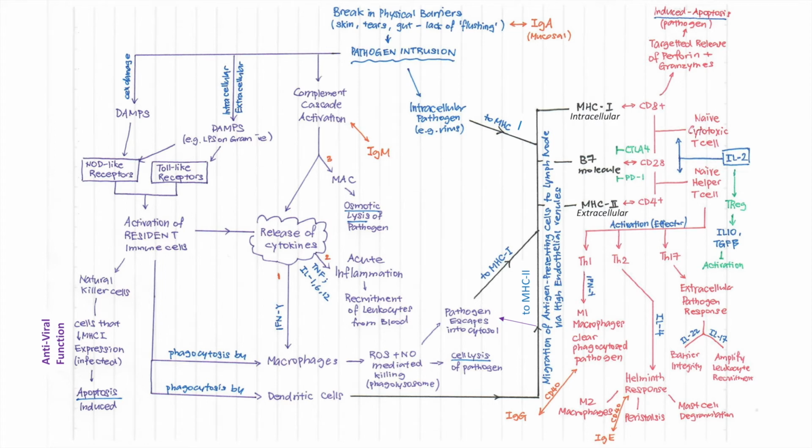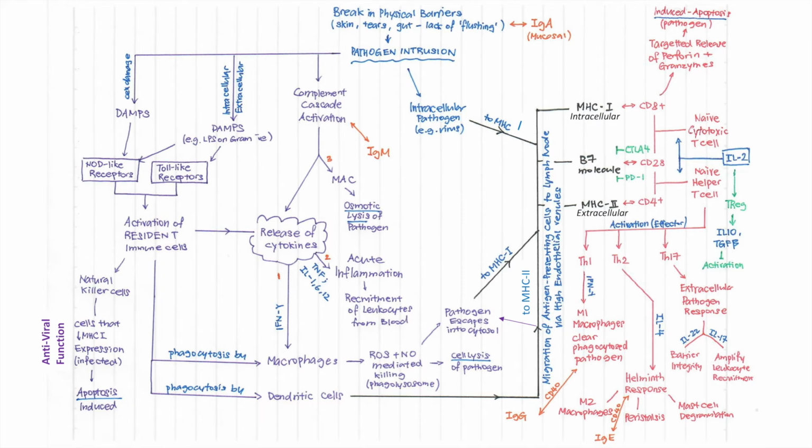So, upon activation, these resident immune cells will release cytokines, and these cytokines will facilitate inflammation, which will be discussed later on. The resident immune cells will also then go on mostly to phagocytose or to induce apoptosis in these infected cells. So the natural killer cells provide the antiviral function, as Akira covered earlier on, by inducing apoptosis in virally infected cells, because viruses tend to be intracellular and to hijack the host cell's machinery.